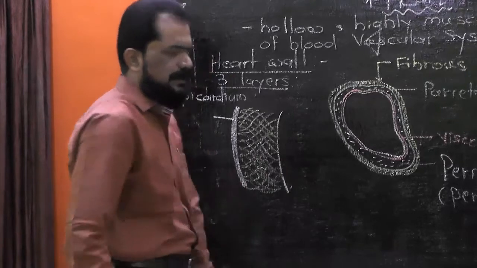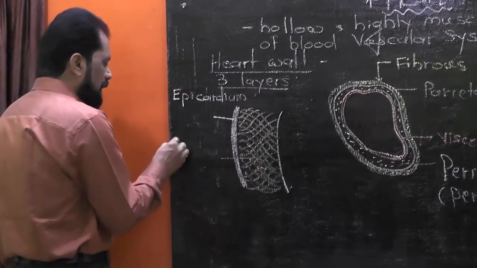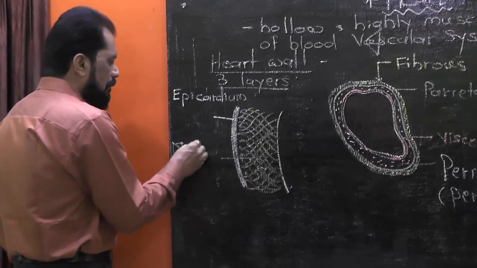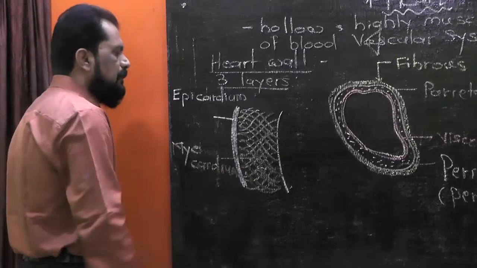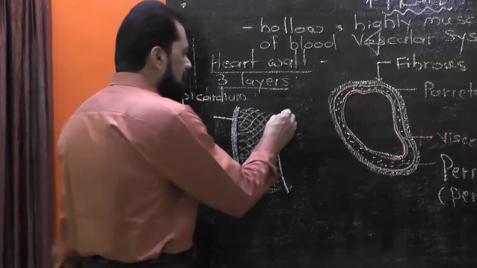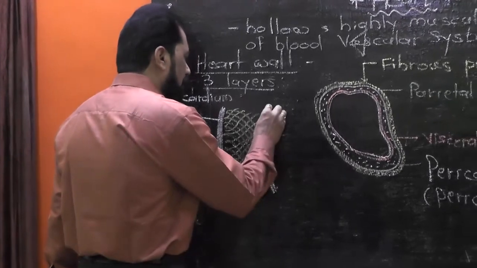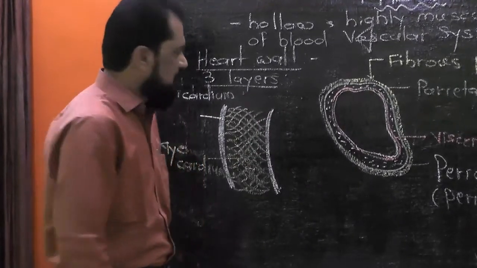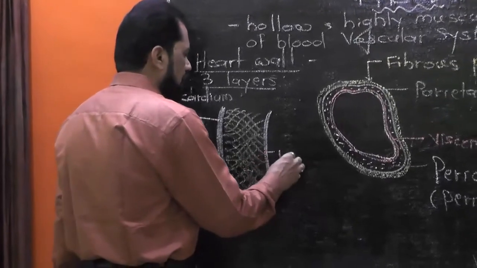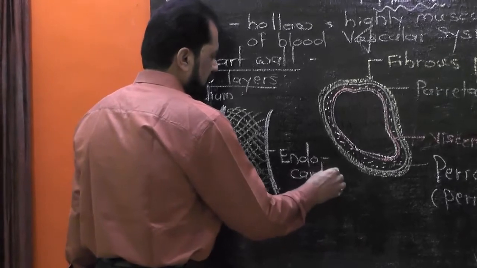All of you have studied in 11th. And it is quite thick, well developed, known as myocardium. Myo stands for the muscles. While the inner layer is again thin and also made up of thin squamous epithelial cells, known as endocardium. Endocardium. Endo stands for the inside.